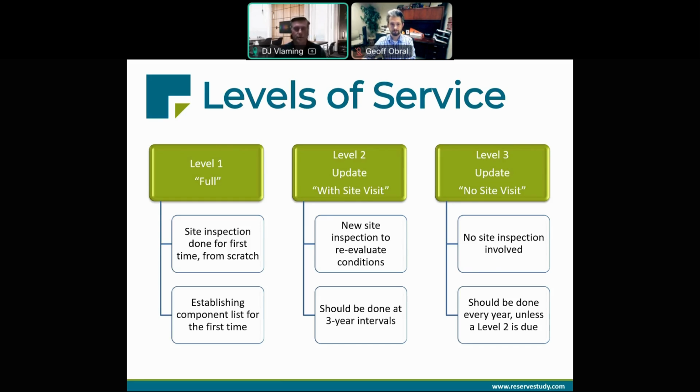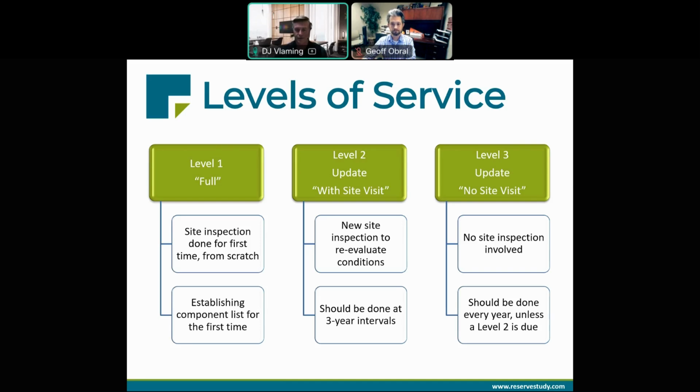So the next option is what we call a level 2, also known as an update with site visit reserve study. Now this study involves a new site inspection to reevaluate the component list from a previous reserve study. We also obtain information from the board and management in terms of what projects have been completed since the last reserve study. We get updated financials to make sure we have the most current data in that respect. So the recommendation is to conduct the level 2 update with site visit every 3 years.